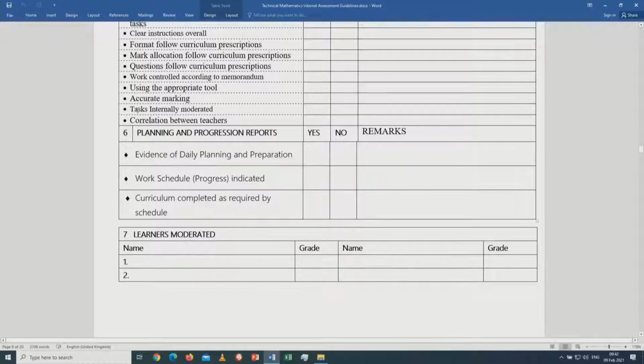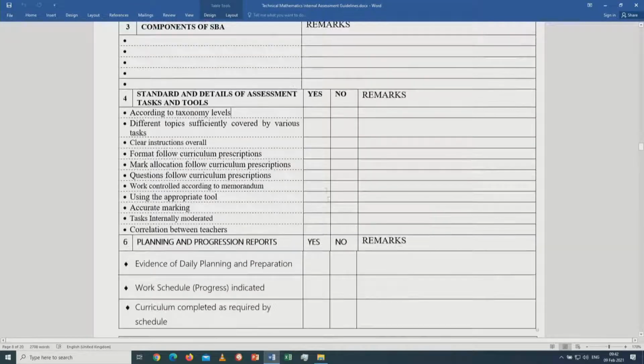Now, like I indicated here, tasks internally moderated. We should not have a situation where learners are given tasks that are not moderated. So you see, it indicates, the moderator will indicate the task is not moderated.